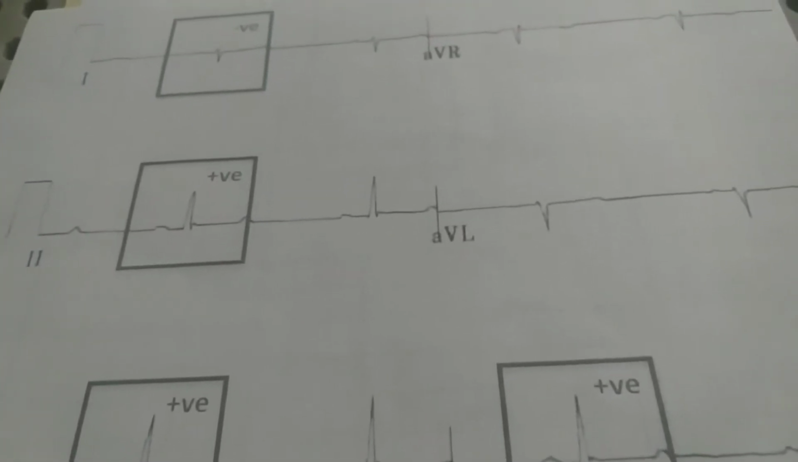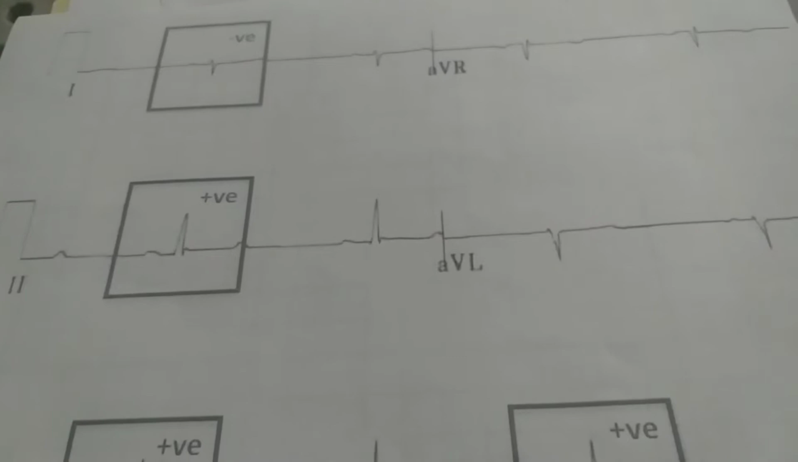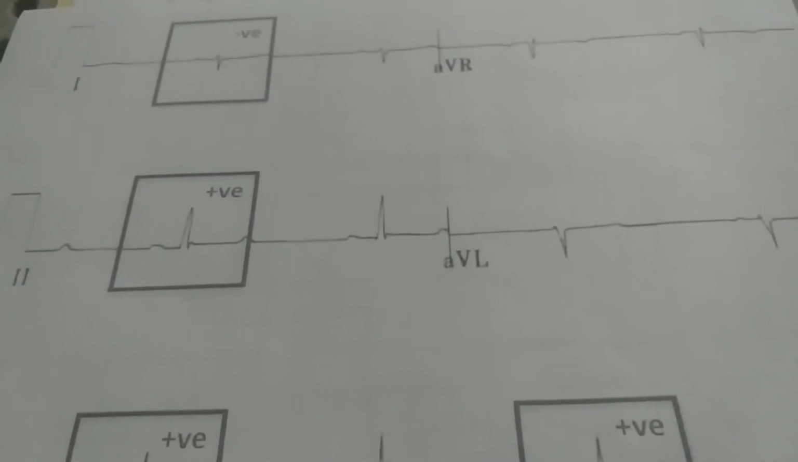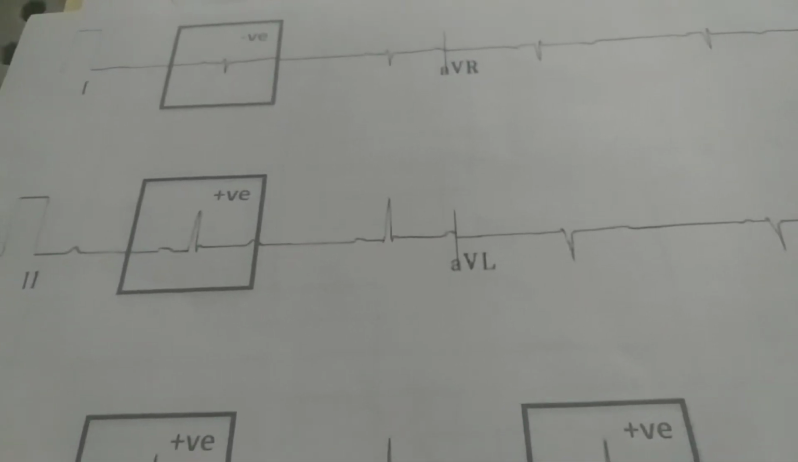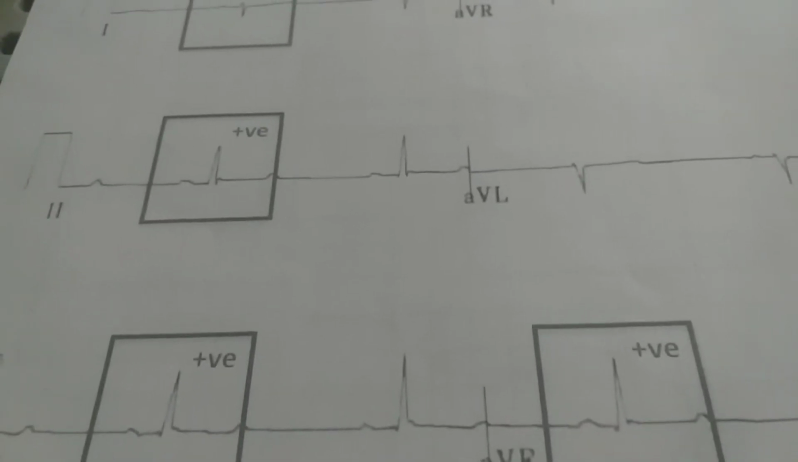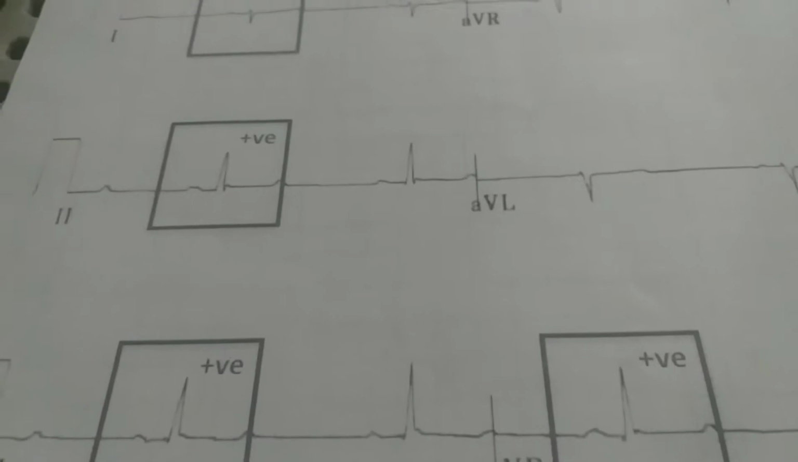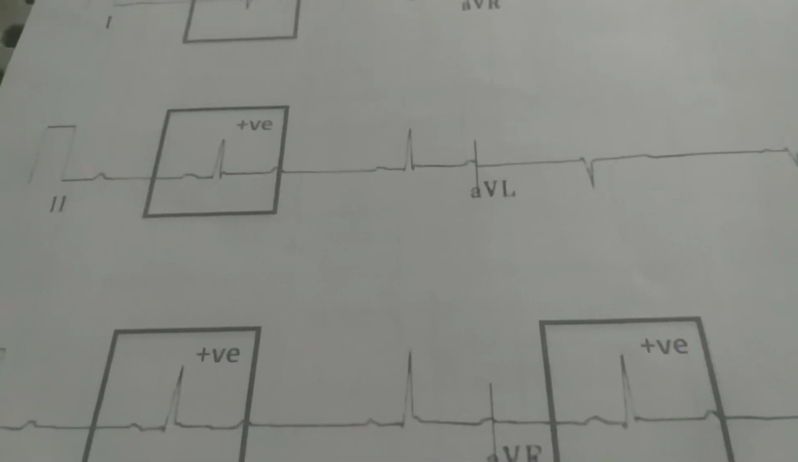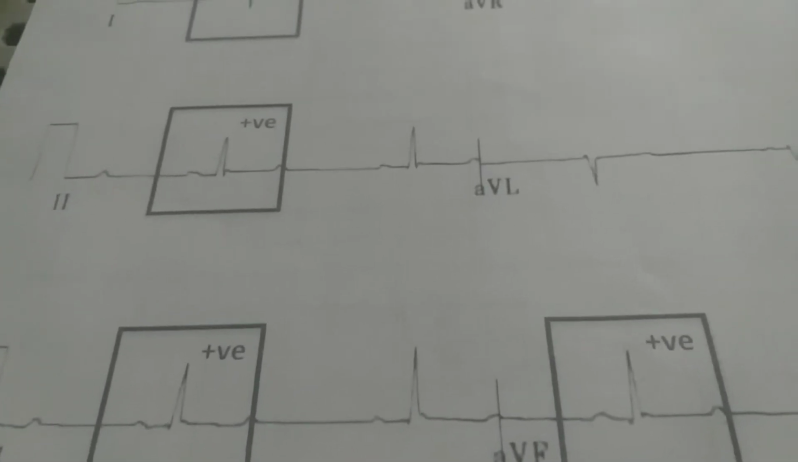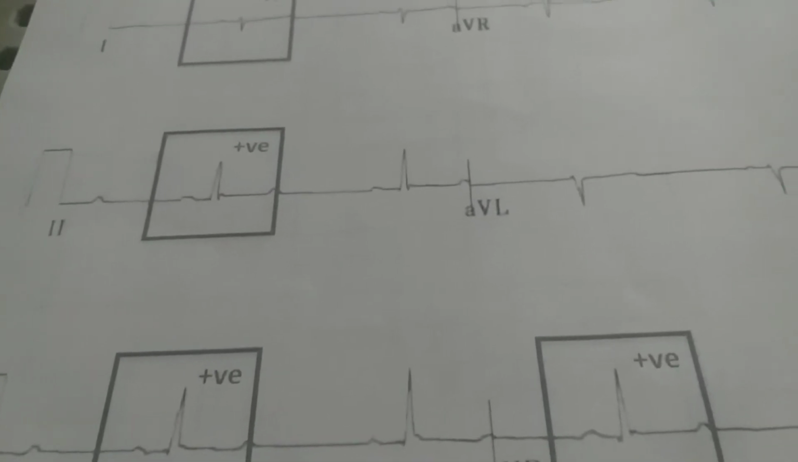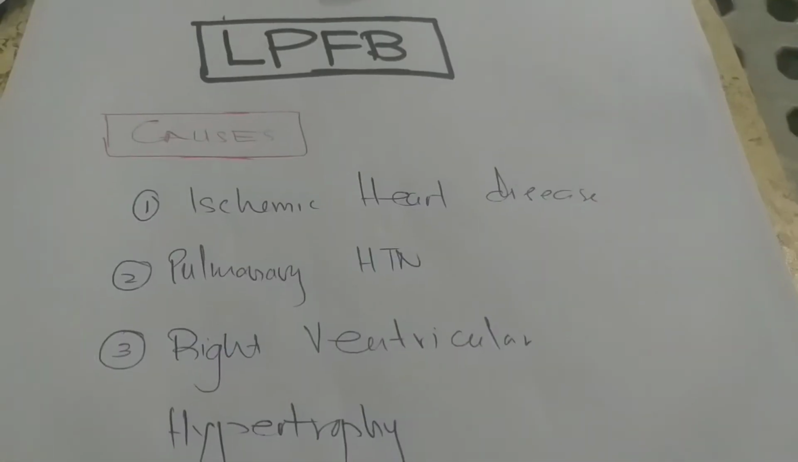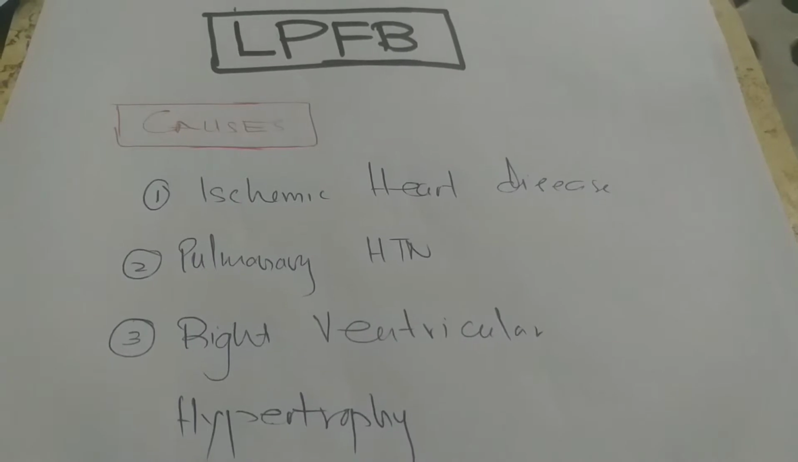And the second criterion is that both the lateral leads, which are 1 and AVL, have a very small R wave and a very deep S wave. And leads 2, 3 and AVF, which are the inferior leads, have a very small Q wave and a large or tall R wave. And the last criterion is that it has a narrow QRS complex, which is less than 0.12 second in duration. And what are the causes of the left posterior fascicular block?